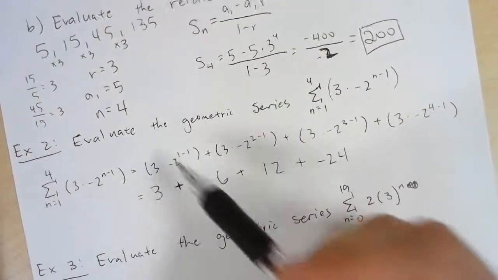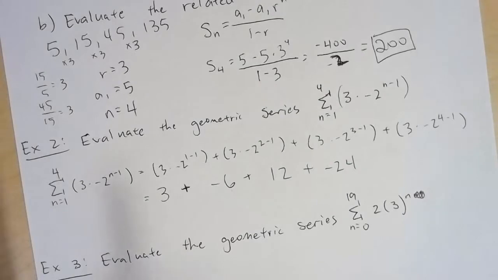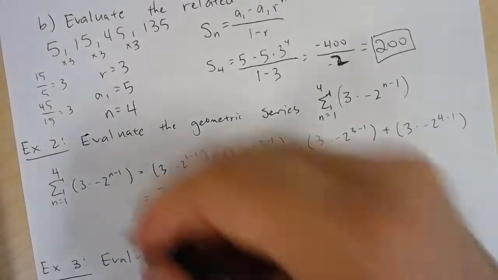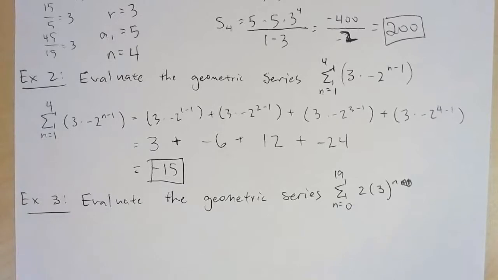So I evaluated each of my individual components, and now I can just add them together. So 3 minus 6 plus 12 minus 24 is going to give us negative 15. Done. Okay, so that one's pretty straightforward. We just have to evaluate each of the individual ones.